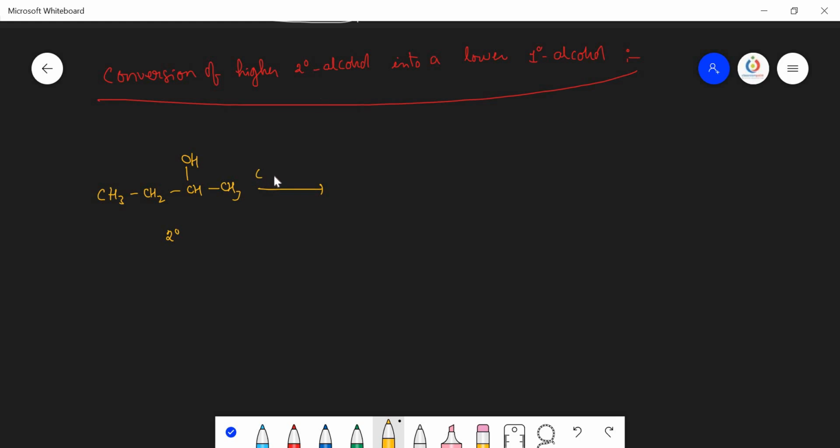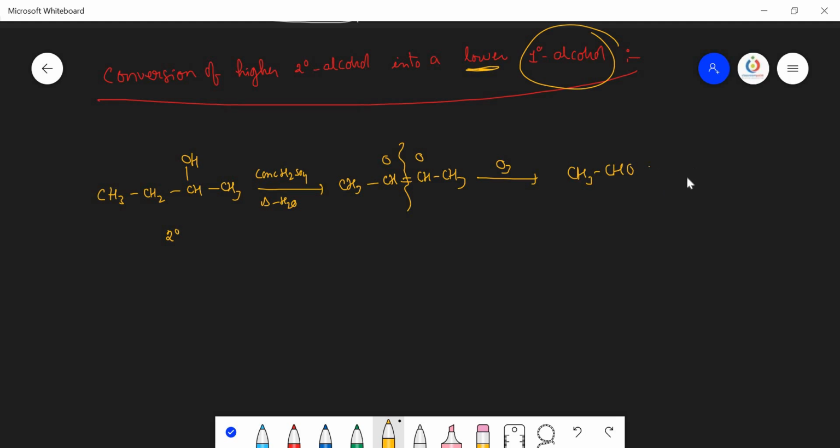Then subject it to concentrated H2SO4 dehydration, and heat; there will be loss of water molecules, so that we get CH3CH=CHCH3. Butene is formed. Then subject it to ozonolysis, because we want the lower primary alcohol, with oxygen here. So we shall get CH3CHO, an aldehyde. For the aldehyde, just use lithium aluminum hydride or sodium borohydride. Then you will get CH3CH2OH.